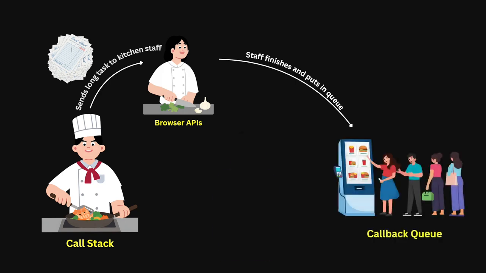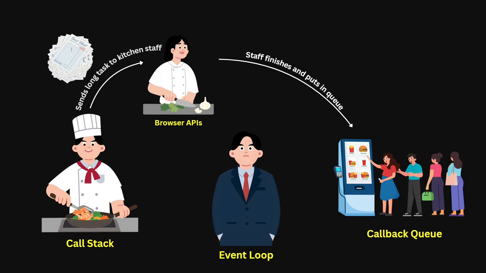The event loop is the manager. It constantly checks, is the chef free? Is there anything in the queue? If yes to both, send the next order over. That's literally it. That's the event loop. JavaScript doesn't multitask, it just delegates and comes back to things when it's free.